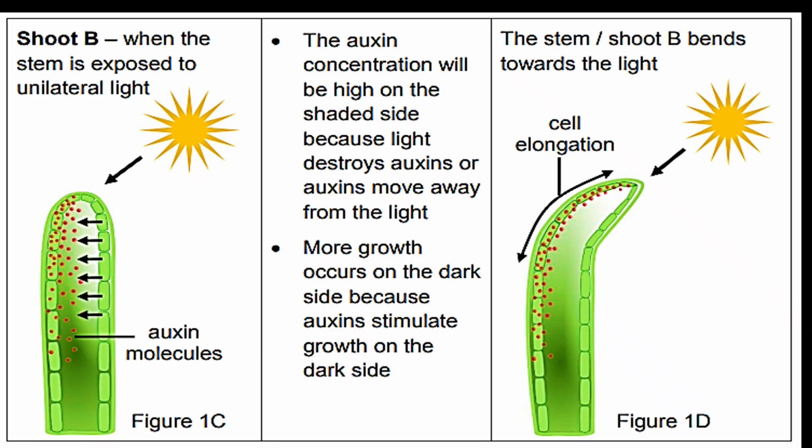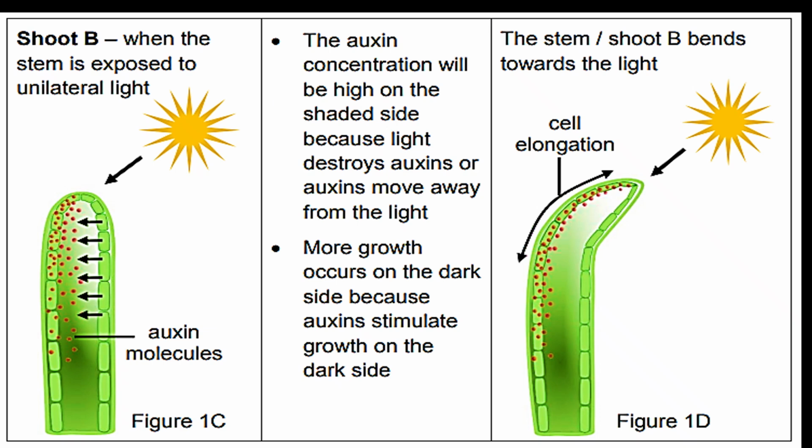The same shoot, right? One side has a lot of auxin, the other side doesn't have it because the auxins are destroyed, or the auxins move away from the light source. So the arrow is showing you the direction the auxins are taking. The auxins move away from the sunlight because the sunlight destroys it. So what's going to happen? Now, there will be more auxins here than here.